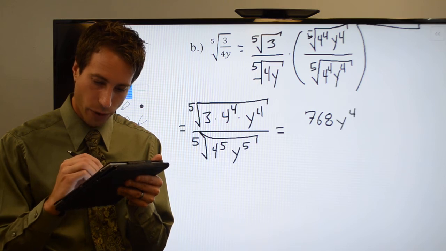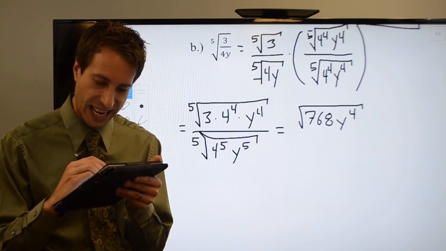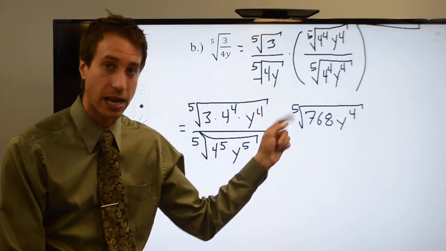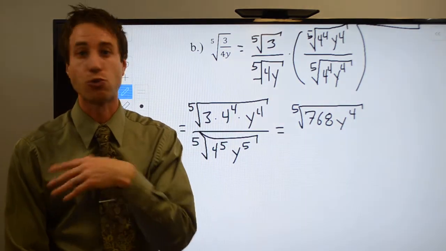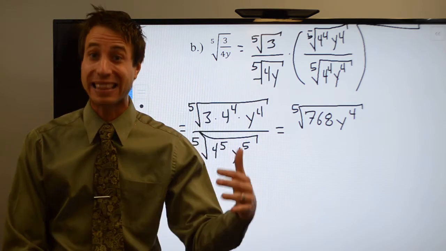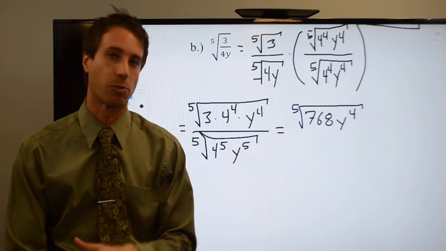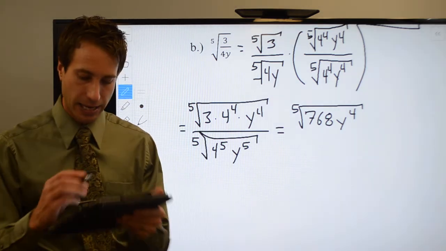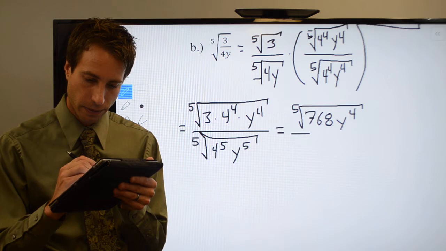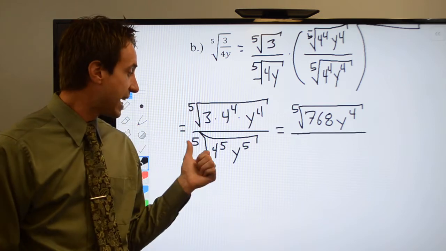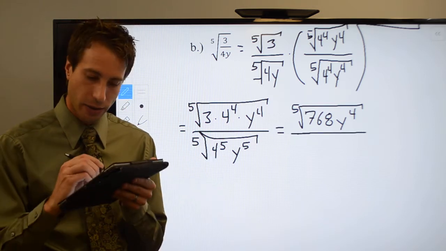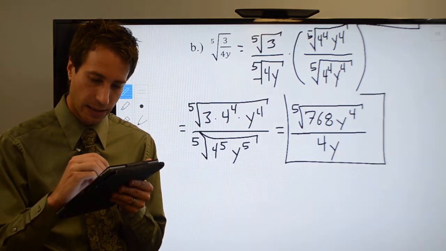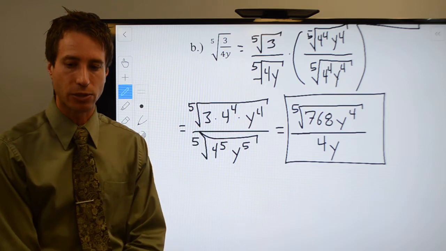y to the 4th, and I'm taking a fifth root of that. And again, there's nothing I can do with this y to the 4th. 4 is not divisible by 5, but there's also no way to split that guy up into something that is divisible by 5. So it's just done. There's nothing you can do to it. In the denominator, the index and the powers cancel each other out, and you're left with a 4y, and that is as much as you're going to be able to do.